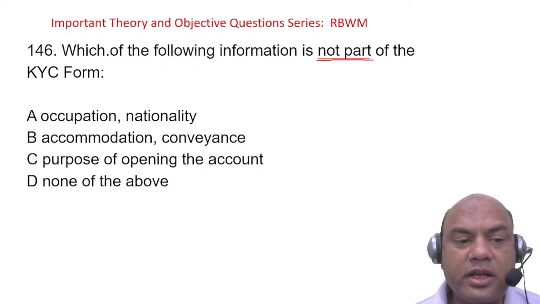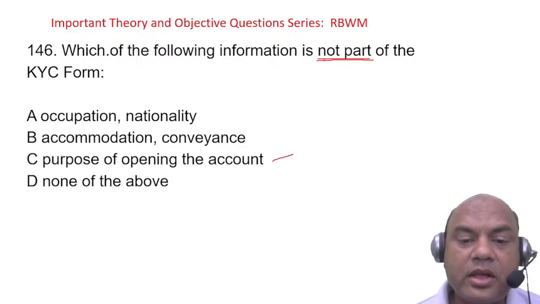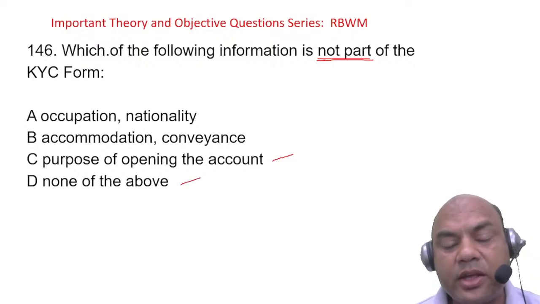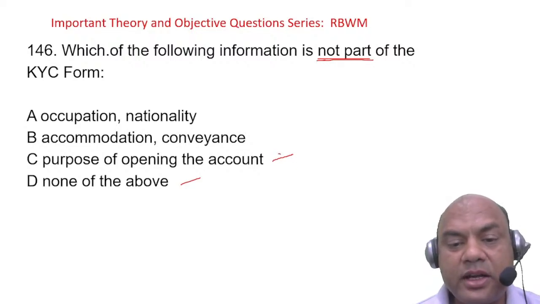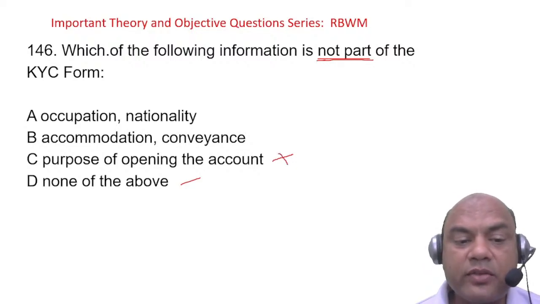A, B, C, or D. Purpose. This is the only crux. Whether this is required, not the part. This one. Or is it D? None of the above. So this is a hint. Either C or D. So the answer is D. D, none of the above.